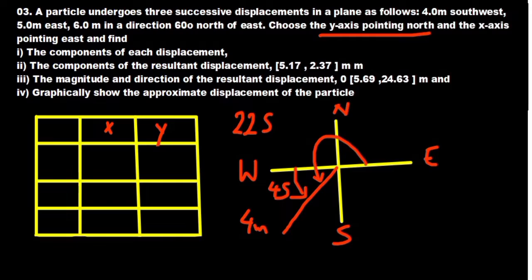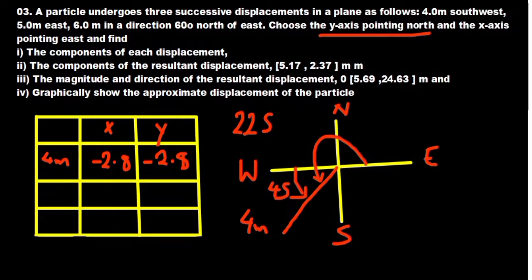So for the x component of the first displacement, we know it's 4 meters, of course. The x component is going to be 4 cosine 225, which is negative 2.8. For the y component, it will be 4 sine 225, which is also negative 2.8. Okay, that's very important. Very, very important.